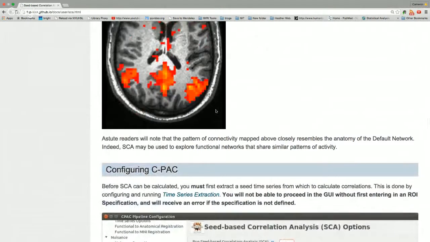You can put in several different seeds, and that'll be an iterable, and C-PAC will go over and calculate a separate map for each one of those seeds. And so you can put in one image file that has multiple seeds in it. You can put in multiple image files that have multiple seeds in it, and we should be able to do that.